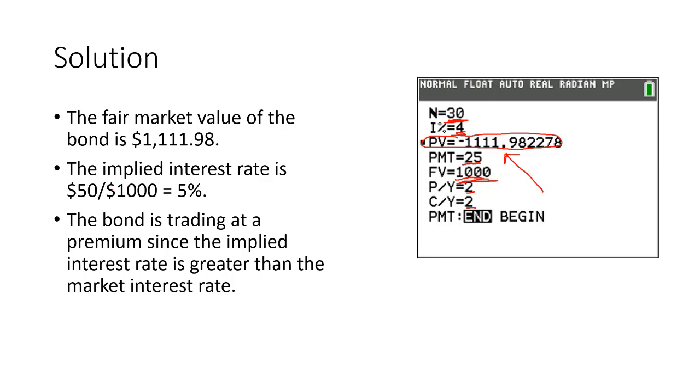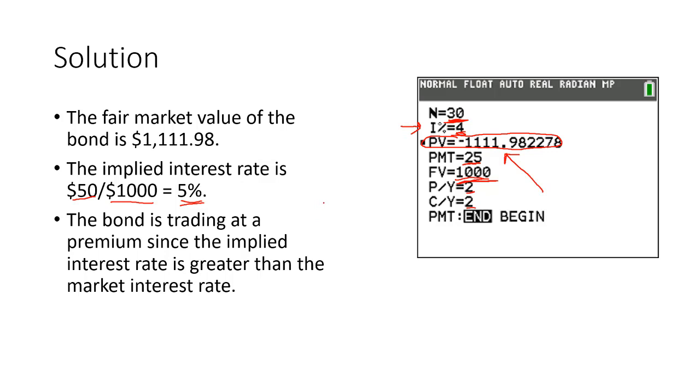To find the implied interest rate, the periodic payment is $25. There are 2 of those each year, so that equals $50 a year. $50 a year divided by $1,000 equals a 5% implied interest rate. This bond is trading at a premium because the implied interest rate is greater than the market interest rate of 4%.